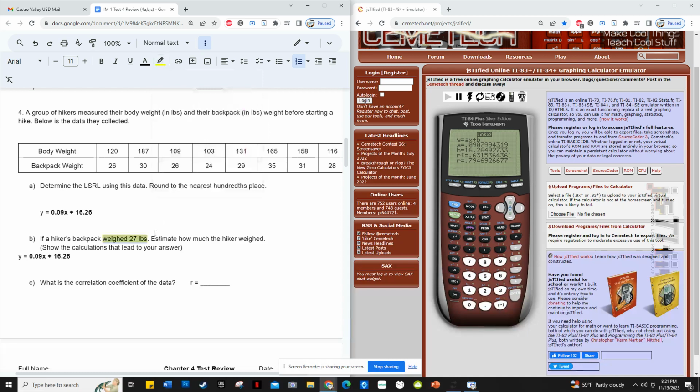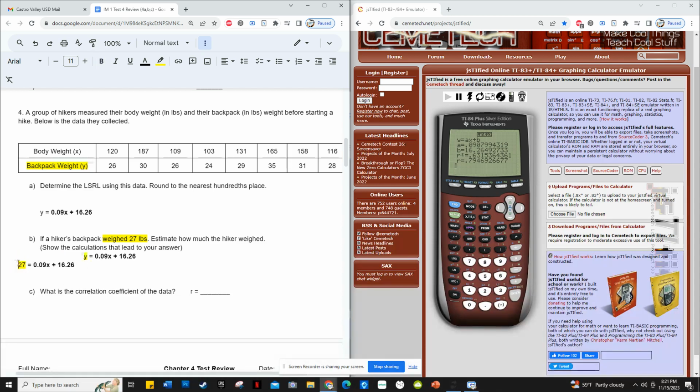So when it's 27 pounds, we're talking about the Y value. Usually we plug in for X most of the time, because that's easier, but for this one, we needed to plug in 27 for Y. So I'm going to replace this Y value with the number 27. When I do that, let's see what happens.